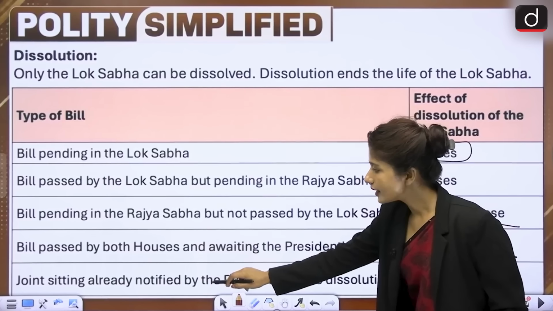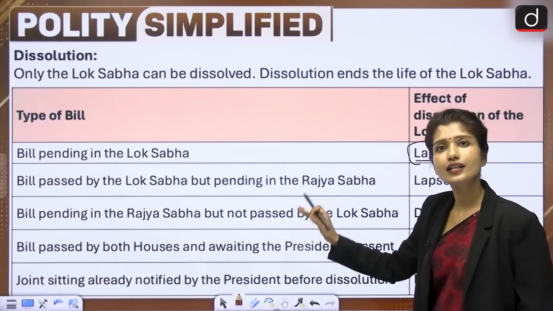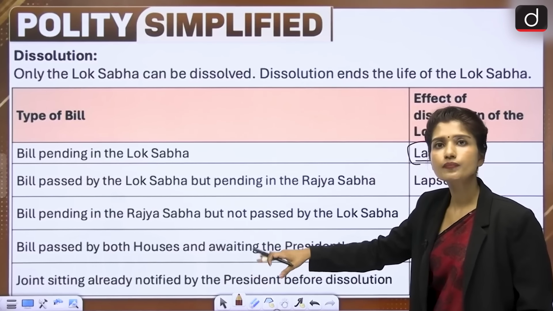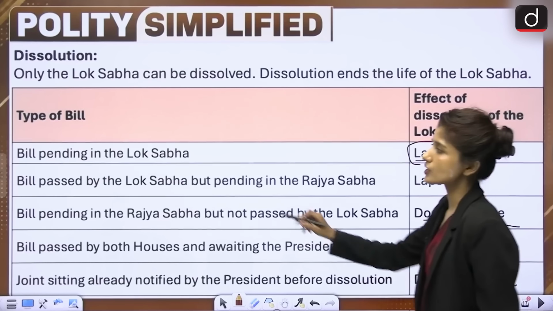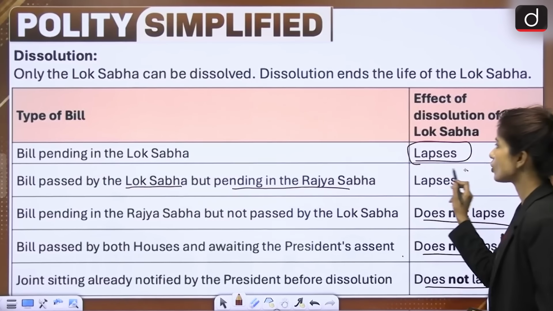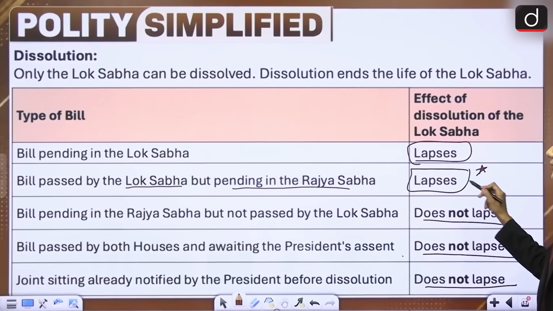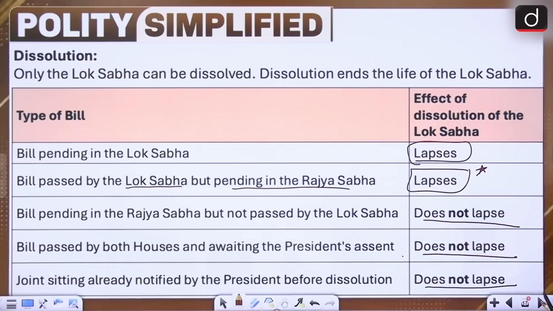Joint sitting already notified by the President before dissolution. So it is about a joint sitting. Is it only waiting for the Lok Sabha to be passed? No. Then it does not lapse. The only exception is this one, when the bill is passed by Lok Sabha but pending in Rajya Sabha. In this case also it lapses. So you can remember it as the exception. The rest you can remember using that trick, because these questions are asked in prelims.